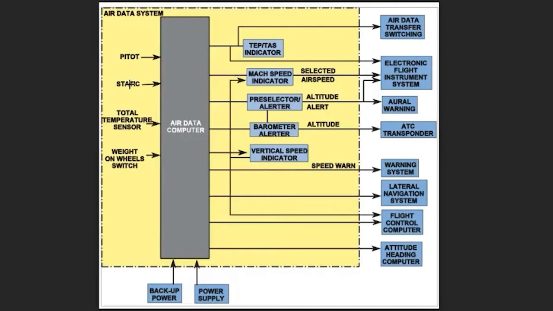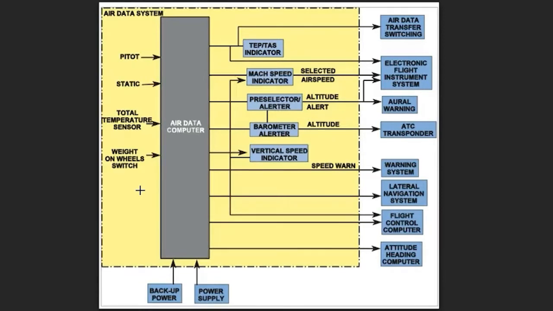Then just the static pressure, which is taken from the static port. Also, it will take the total temperature from the total temperature sensor, or TAT sensor. Here it's actually written weight on the wheels, but this is not that important for us. Also, it will take the information about angle of attack from the angle of attack sensor. All of these things will be in input.